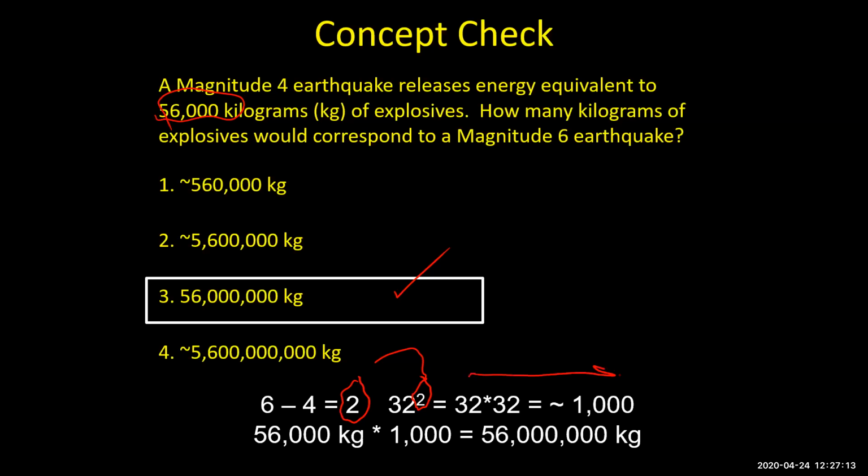32 times 32 is about equal to 1,000. We'll round it to 1,000. And so we multiply our original energy release, 56,000, by 1,000. And if you crank it out on a calculator, you get 56 million.